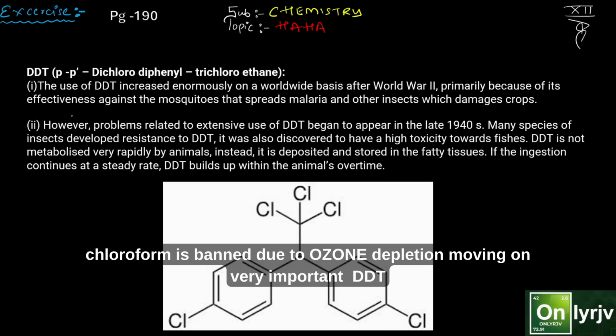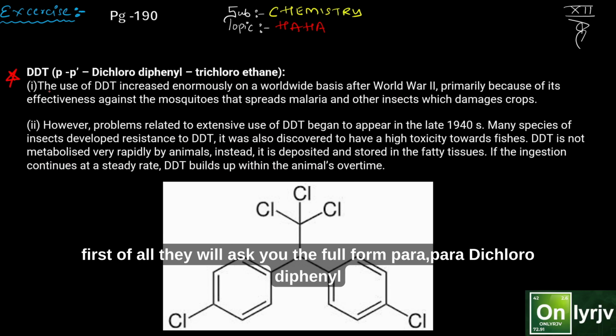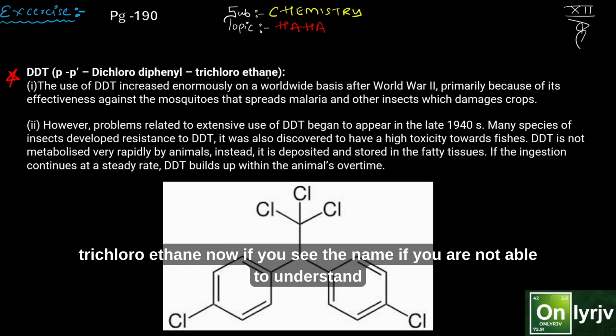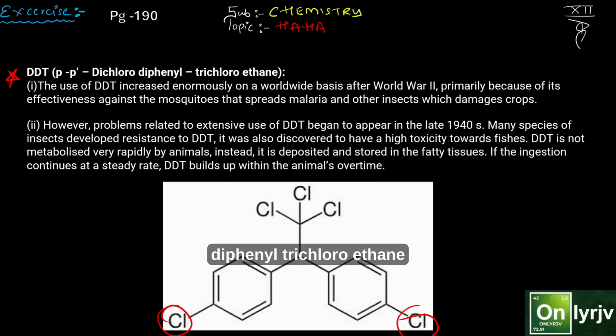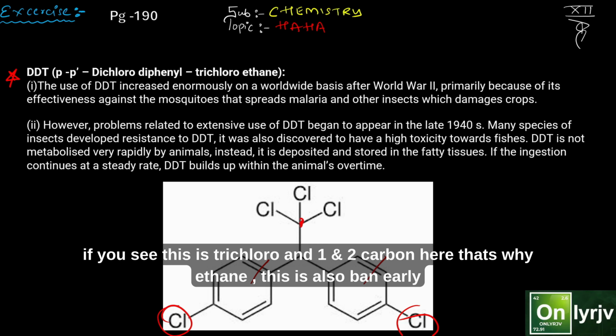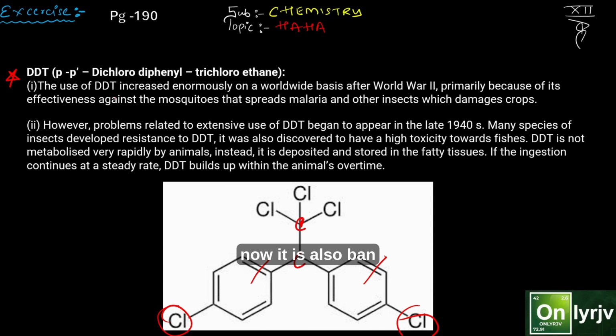Moving on, very important, DDT. First of all, they ask you the full form: para, para'-dichlorodiphenyltrichloroethane. Now, if you see the name, you may not be able to understand it. But if you see the structure, this is the para, this is the para dichloro, this is the diphenyl, and this is the trichloroethane. This is trichloro, and there are one and two carbons here, so that's why ethane. This was banned earlier, and now also it is banned.